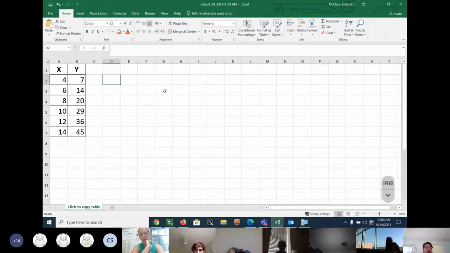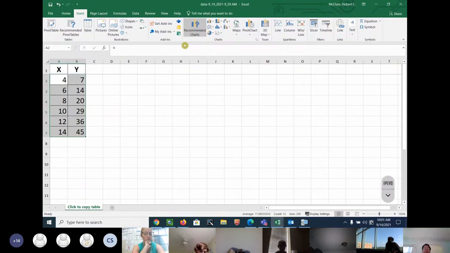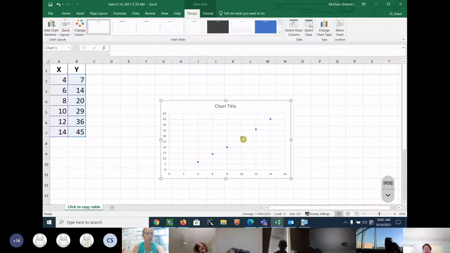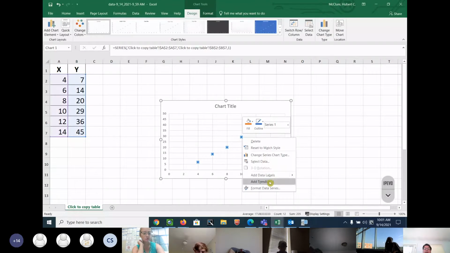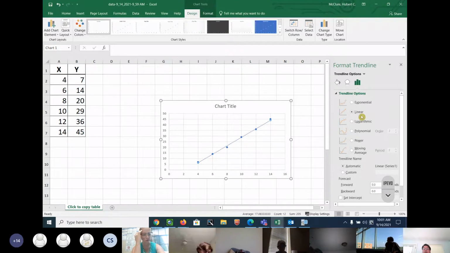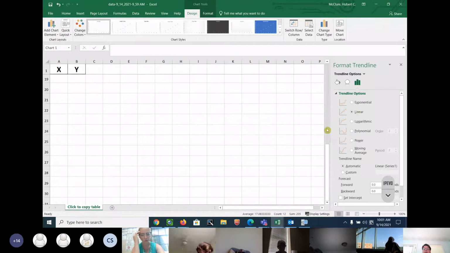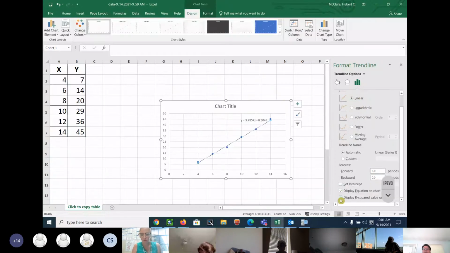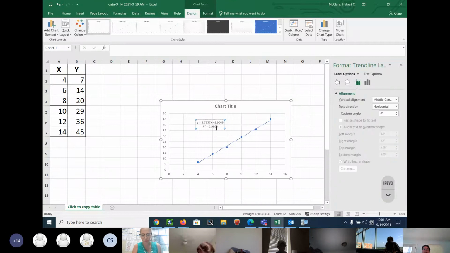All right, now if you're using Excel, you're going to highlight those two columns. You're going to go to Insert. You're going to hit the scatter plot. And you see it looks like a straight line. We're going to do the best fit. Add trend line. Make sure it's linear because it's close to linear. Go down and check display equation and display R squared. And there is your line.